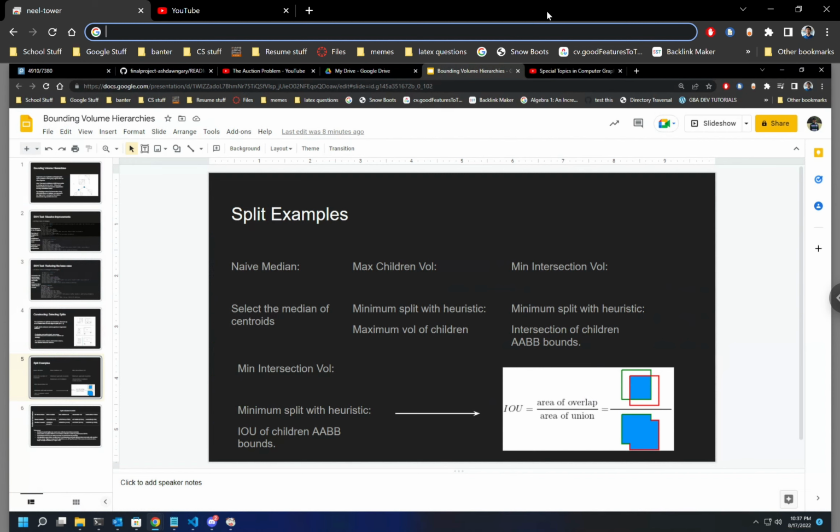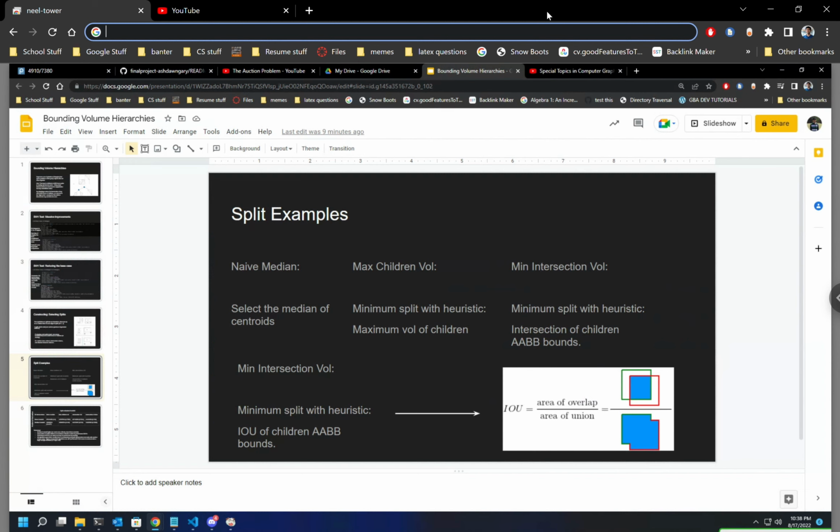But one useful thing is that the more segregated the children are from each other, the better, the more likely it is that the ray will only intersect with one of them. So by incentivizing minimum intersection volume, we can incentivize the two children to have very little overlap. But in tessellated objects such as OBJs, it's not as easy to achieve this. So we can also use IOU, the area of overlap over the union, as a heuristic to incentivize small volumes, but even smaller intersections.